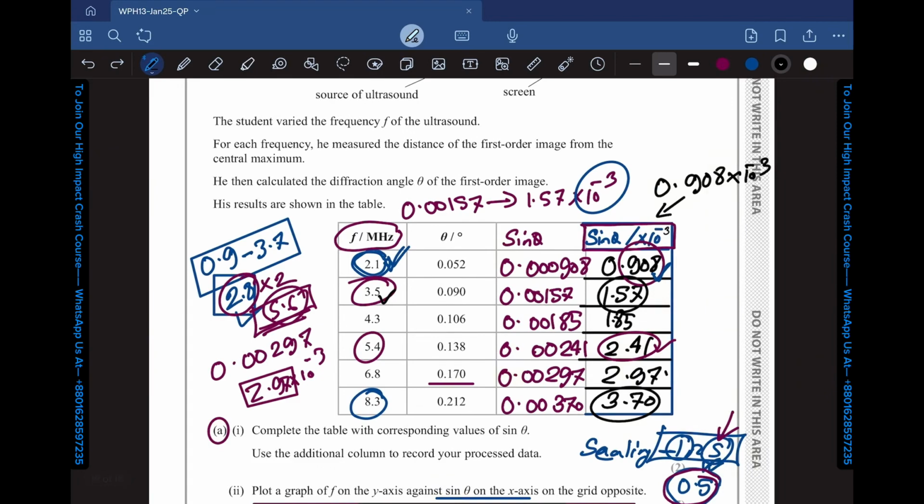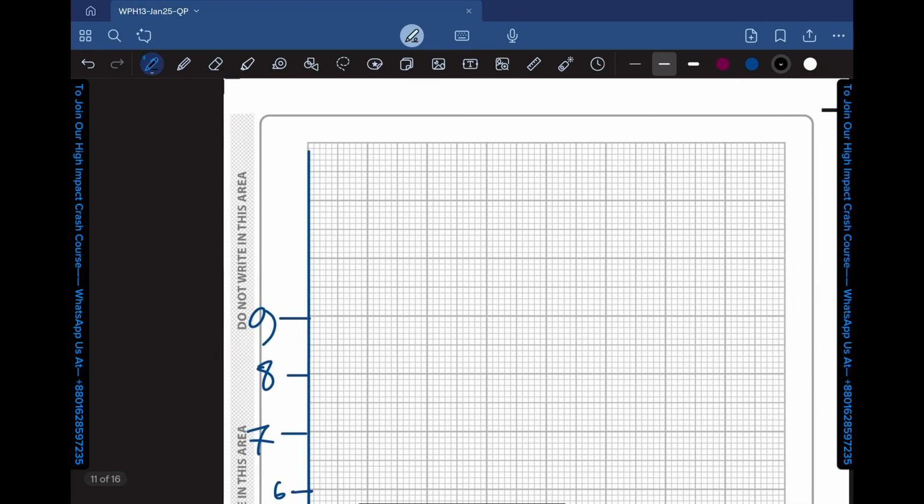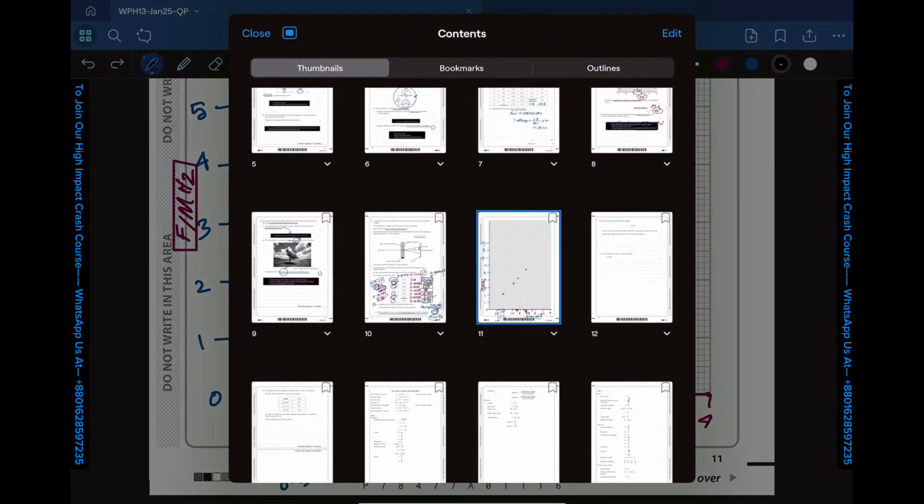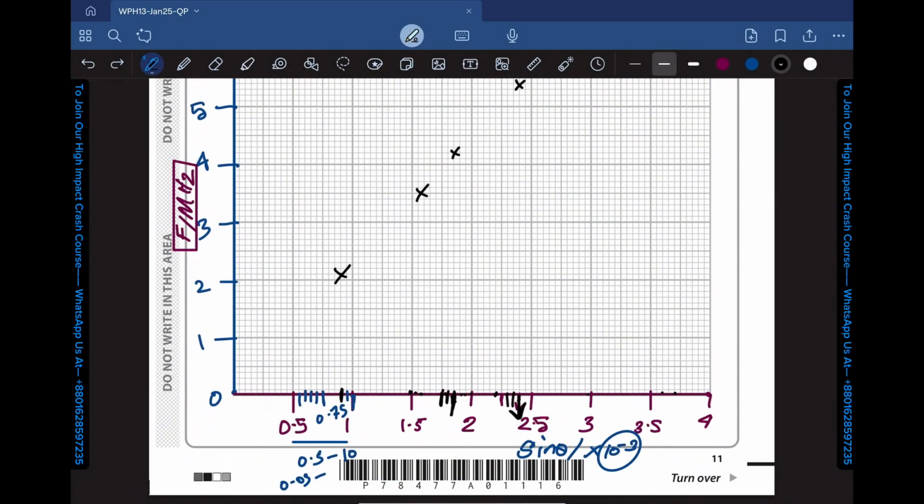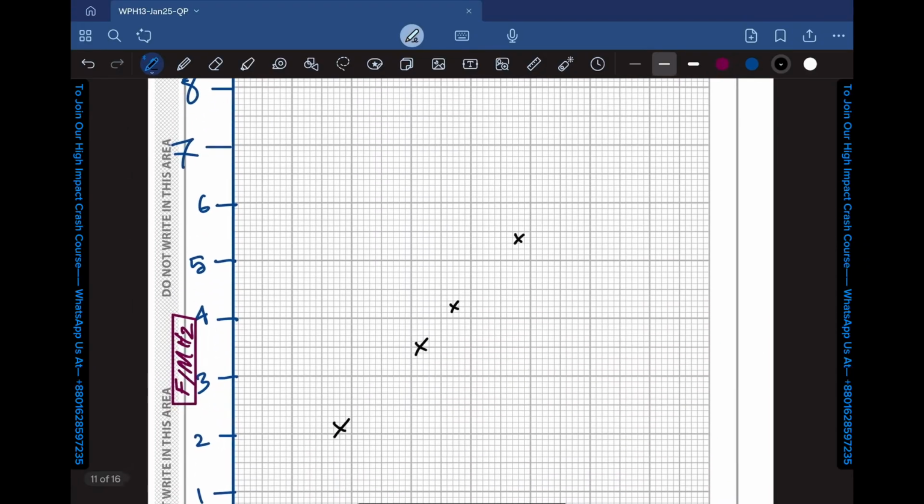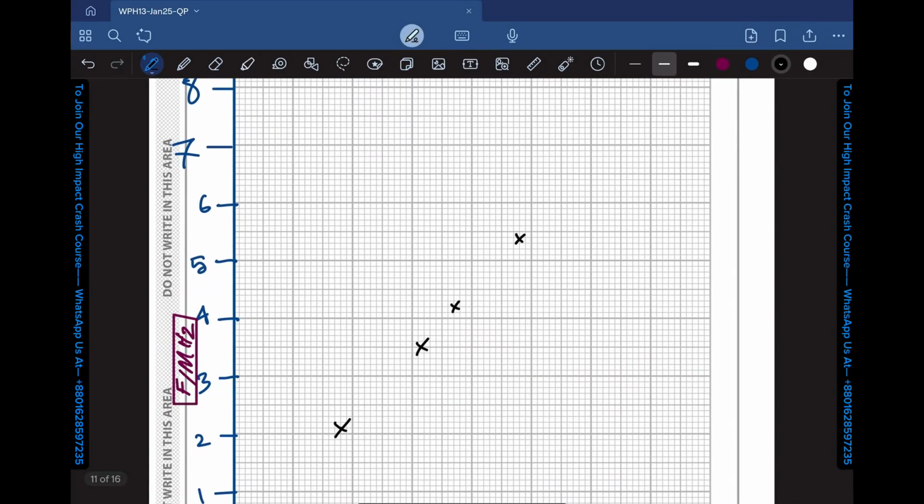The next line is 2.97 and 6.8. So this is 2.75, this is 2.8, this is 2.85, this is 2.9, this is 2.95, and 2.97 is in between 2.95 and 3, which is basically right here in the middle. So for 2.97, how much was it? It was 6.8.